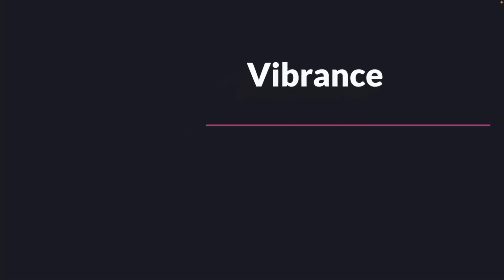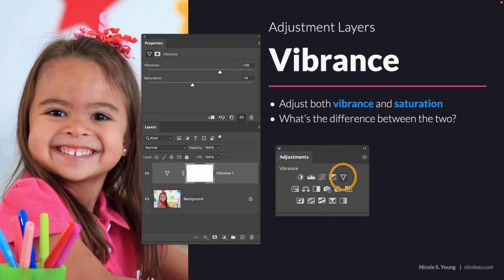The Vibrance adjustment layer helps to add or remove color intensity in your photograph. This adjustment has two sliders, Vibrance and Saturation. And you might be wondering, what's the difference between these two sliders? The basic difference is that Vibrance is going to saturate your image, but it's not going to be as harsh or as intense on the red areas in a photo.